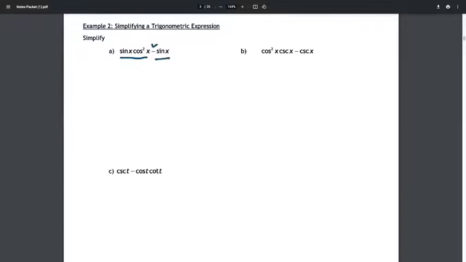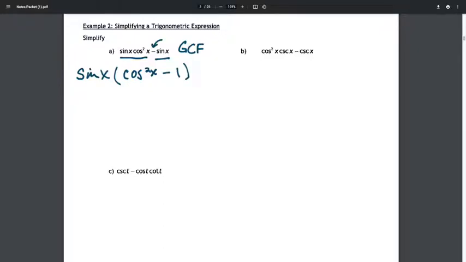Terms are separated by pluses or minuses, so there's two terms. And what those two terms have in common is that sine x. So I'm going to factor it out like a GCF. So you'll pull sine x out, and when you factor that out, it's like you're dividing both of those terms by sine x. And so that first term, you'll be left with cosine squared x minus 1.